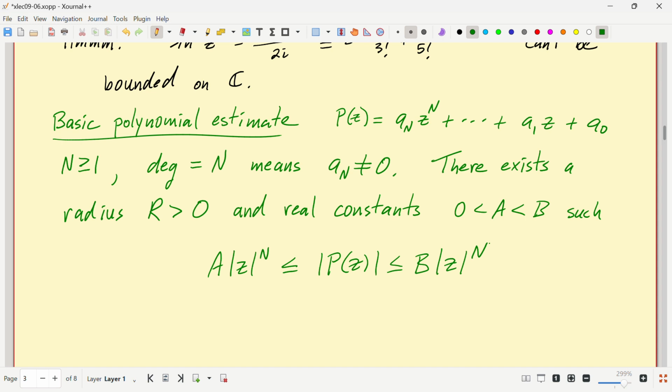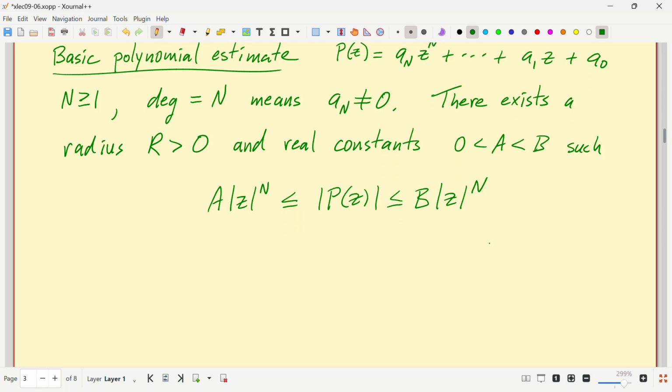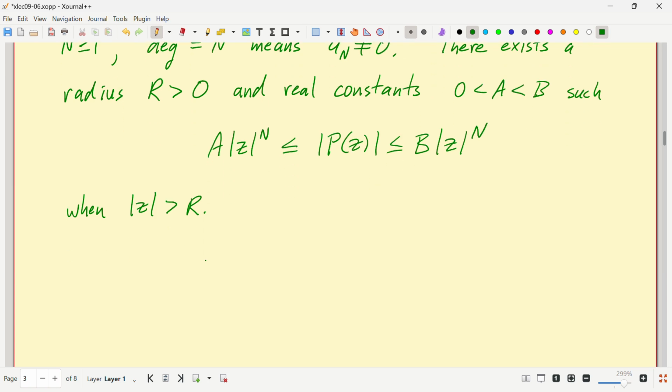How does the radius r greater than 0 come in? Yeah, that was what I was going to write next. When mod z is bigger than r. It could have finitely many zeros, and that would mess up the left-hand side. So I need to say when mod z is bigger than r. So it's for big z. And a remark is that those a's and b's can be really close together.